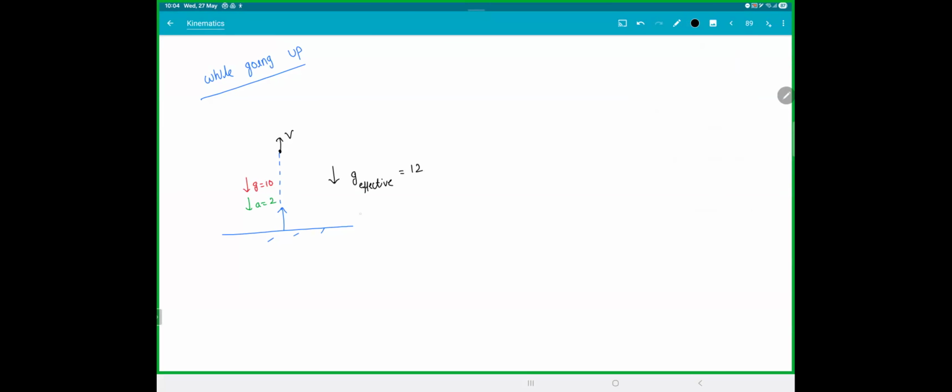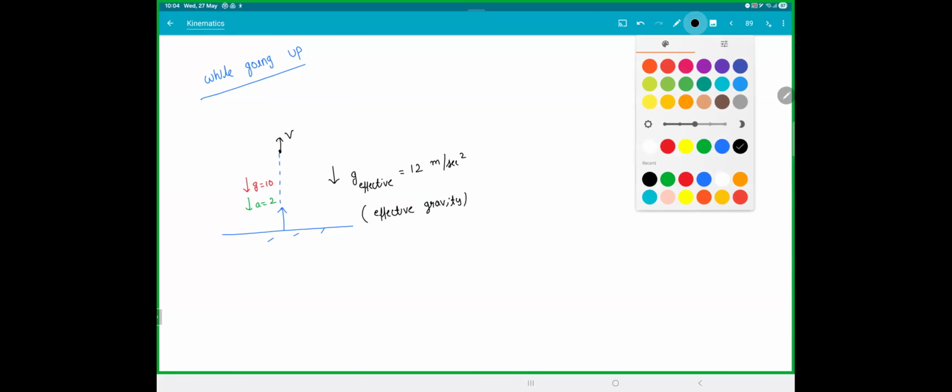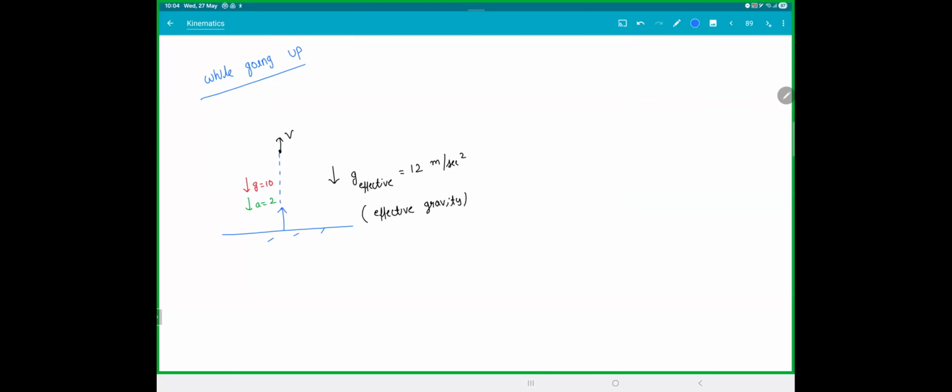is 12. See, the particle really does not know what is gravity, what is air resistance and all. The particle will simply think, oh, the gravity has become 12 meters per second square. That's what it will think. We call this thing effective gravity. I hope you're getting the meaning of this. Because of air resistance, the particle will start thinking, oh, g became 12. It feels that way to it.